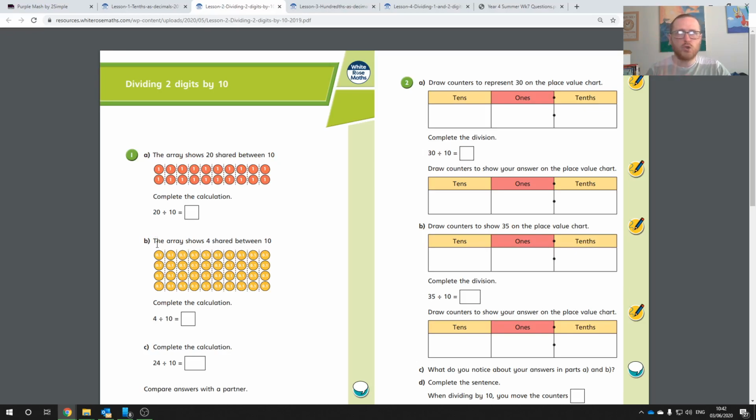Now, it gets a little bit trickier when you're thinking about 4 shared between 10. So here, the 4 has actually been split up. We've got each of those ones, you've got 4 ones, 4 units. Each of those units has been split into 10 tenths. So you've got 1, 2, 3, 4, 5, 6, 7, 8, 9, 10. So that's 1 there.